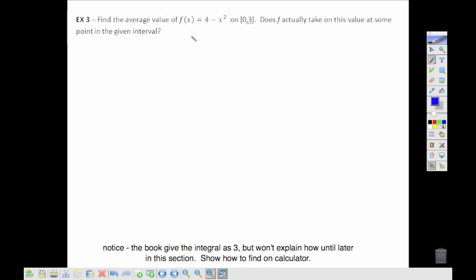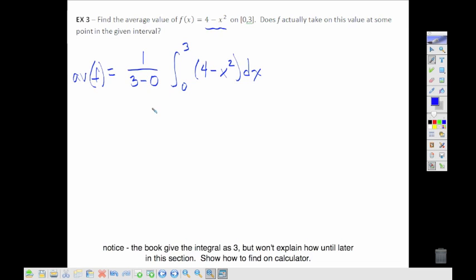In this problem, we are asked to find the average value of f of x over this interval. So that's going to be the function that goes inside of our integral, and we're going from 0 to 3. If we're looking for the average value, we'll write that average of f. That would be 1 over, and we look at our interval again. We're going from 0 to 3, so that'd be 3 minus 0.